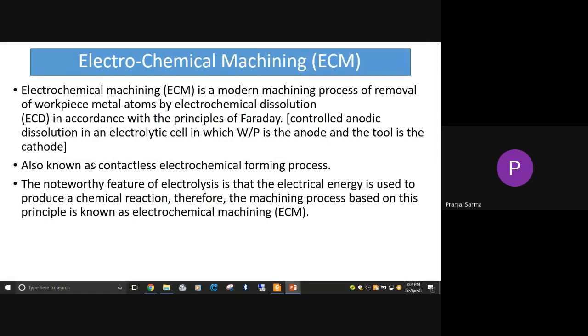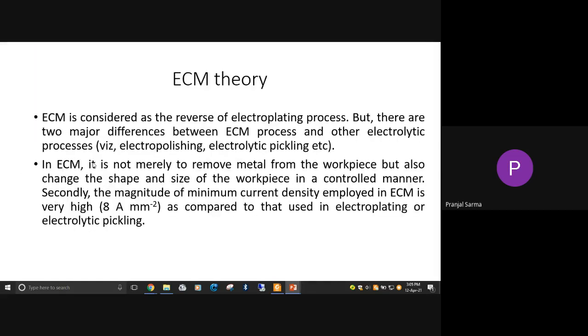Now here, in case of electrolysis, we generally use electrical energy to produce a kind of chemical reaction. This particular process is based on that forced chemical reaction, which happens in electrolysis only, and that's why this type of machining process is known as electrochemical machining process.